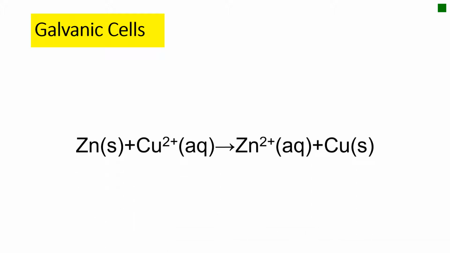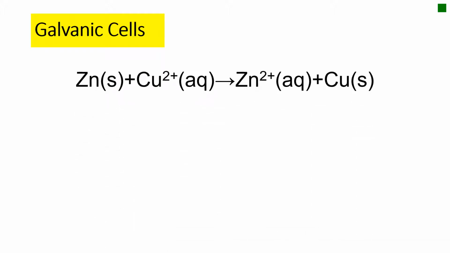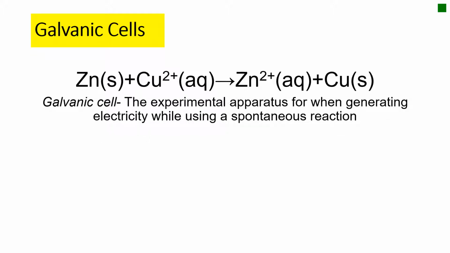So for example, such situations can be visualized through this process, and zinc would be considered in this process the reducing agent, while copper is the oxidizing agent. So in this process, we can further explain what a galvanic cell is. A galvanic cell is the experimental apparatus for generating electricity using a spontaneous reaction. This can also be known as a voltaic cell.